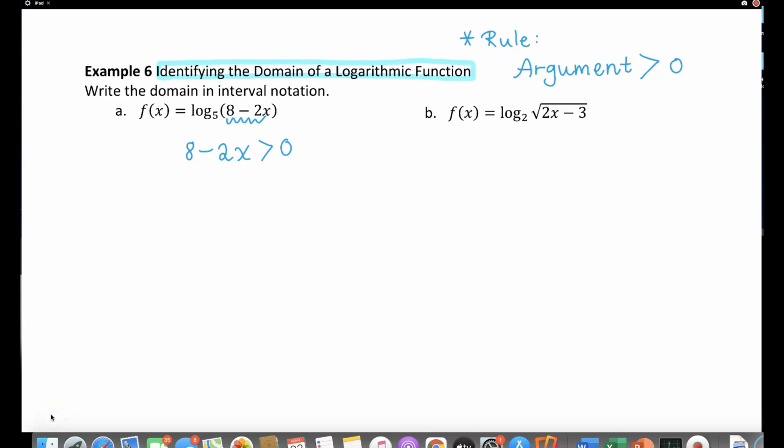We started talking about the domain of a logarithmic function in our Zoom meeting. So what do you do? You set the argument greater than 0.